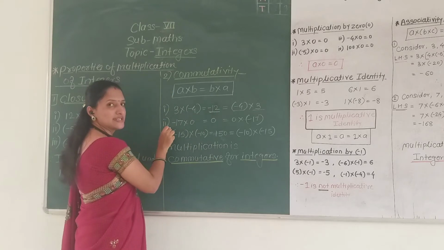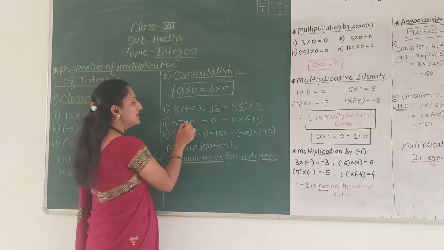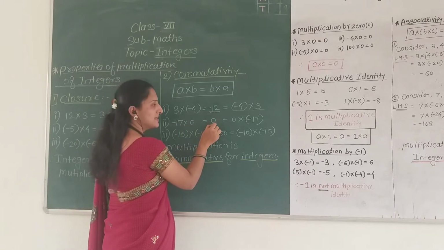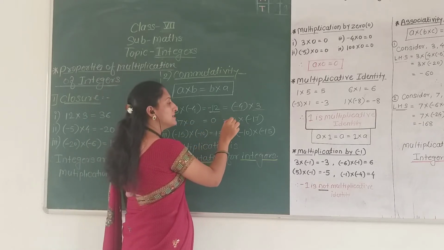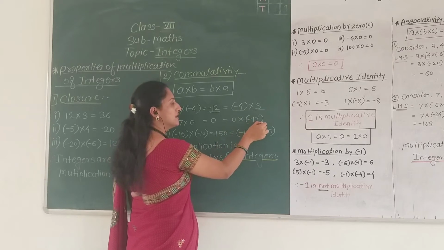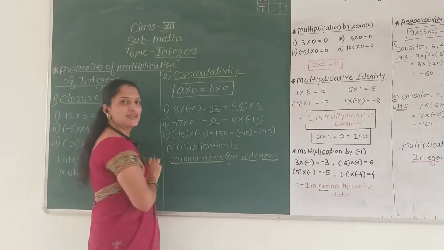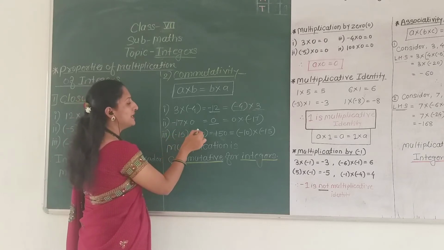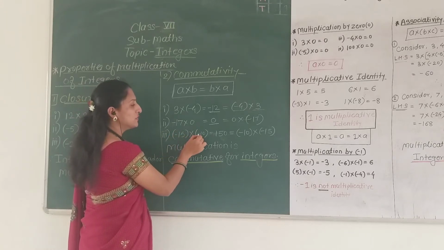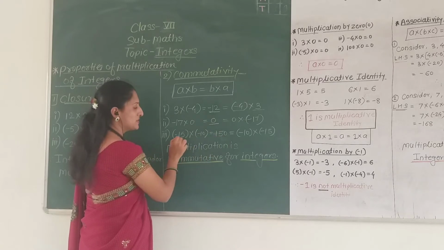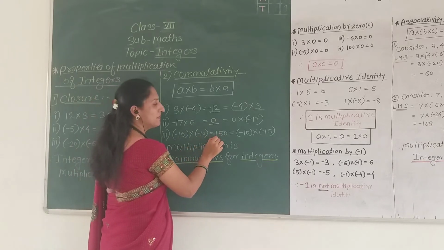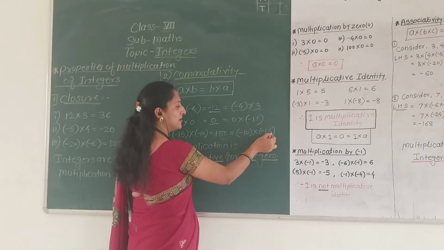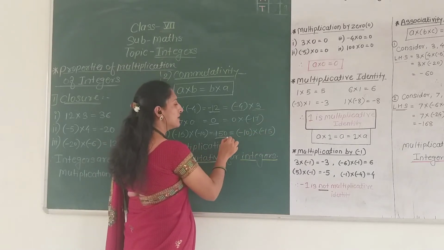Look at the second example. Negative 17 into 0. The answer is 0. If I multiply 0 into negative 17, again I get the same answer, 0. If I multiply negative 15 into negative 10, now negative into negative is positive, so my answer is positive 150. If I multiply negative 10 into negative 15, again my answer is 150.